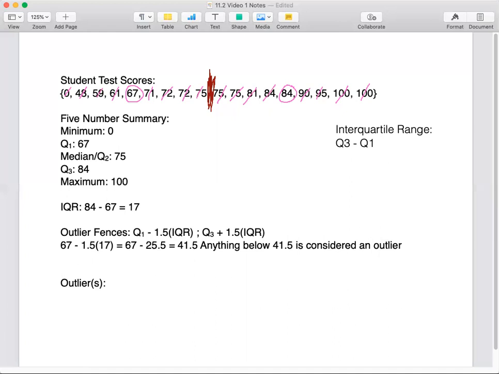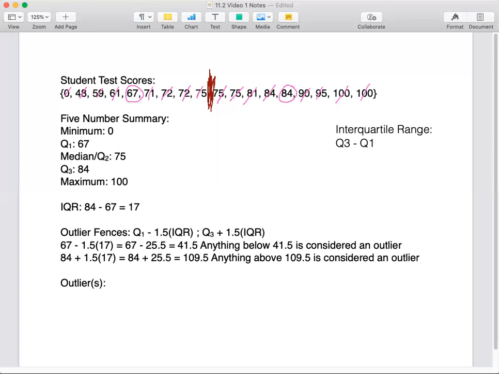Likewise, when we start thinking about the upper bound for outliers, we begin with 84. And then we add 1.5 times 17, which is, of course, 84 plus 25.5, which then equals 109.5. And anything above 109.5 is considered an outlier.